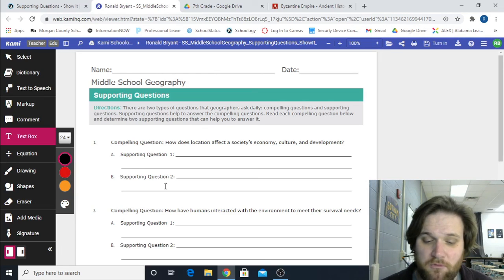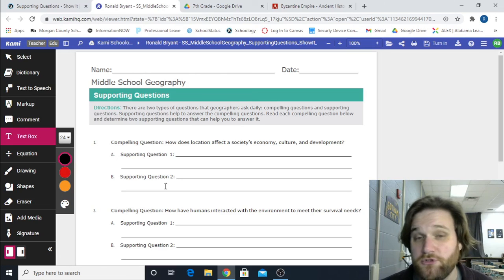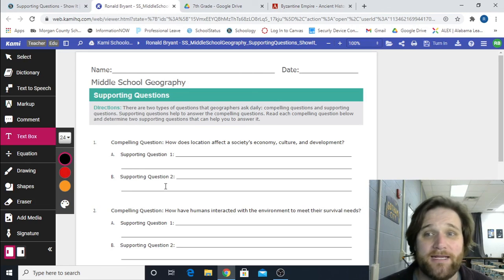Once we get past this point, we'll be able to start getting into actually specific regions of the world. And I think that's what you will be looking forward to in this course. And that's what I'm looking forward to teaching, to be honest, because then we can get a better understanding. We're going to have more of these compelling questions. We're going to have more of these supporting questions to learn what it is that we're doing.